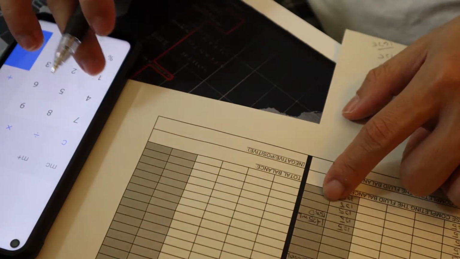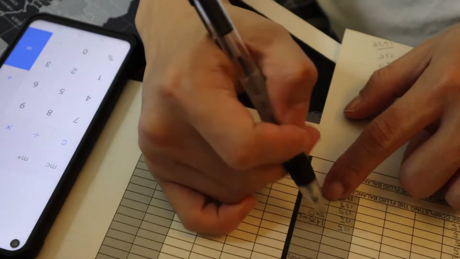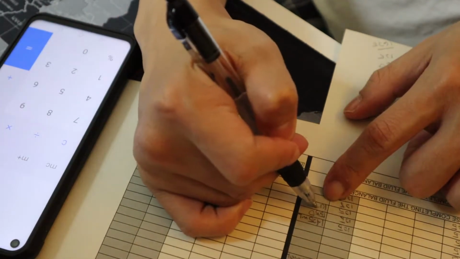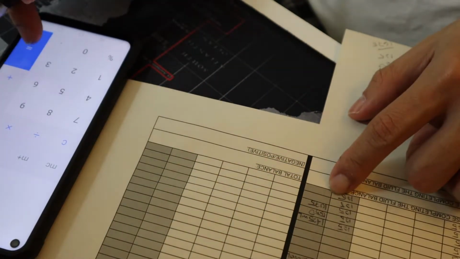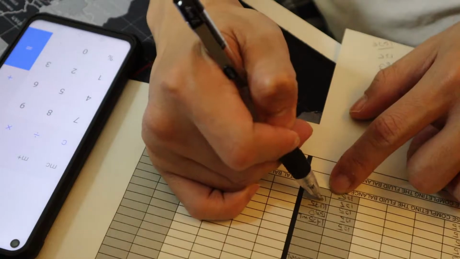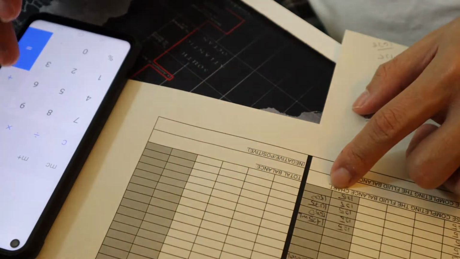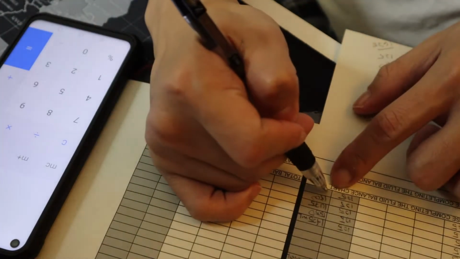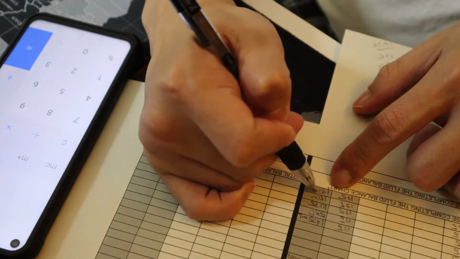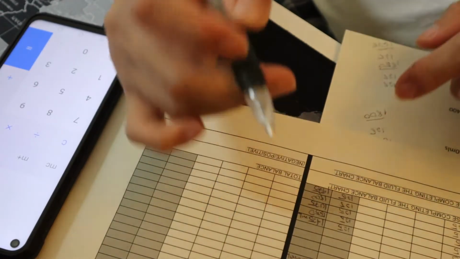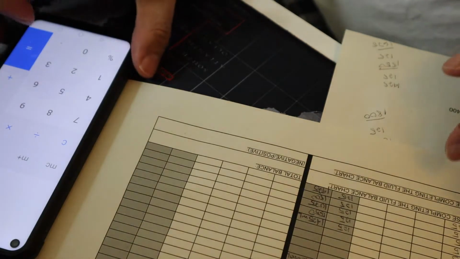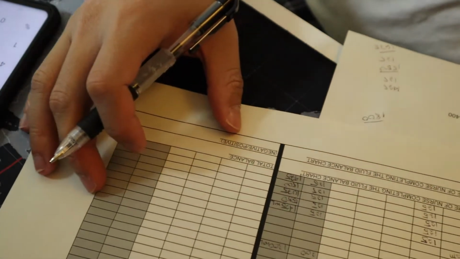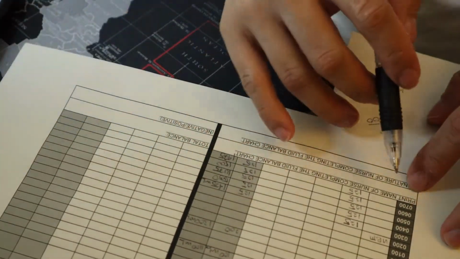1550 plus 125 equals 1675. 1675 plus 125 equals 1800, plus 125 equals 1925. So let's just use the calculators, guys, just to make sure that we are not missing anything. Anyways, guys, I've forgotten about this.